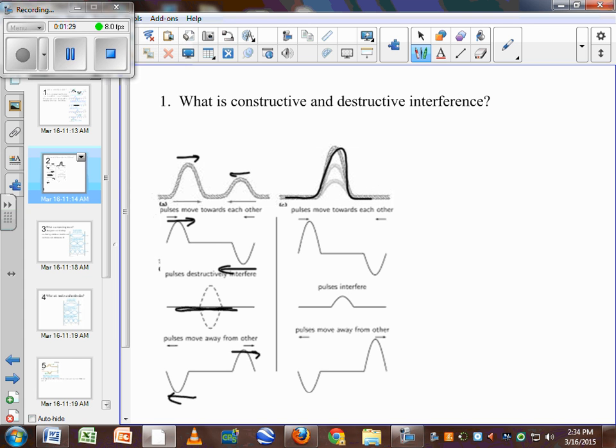Sometimes destructive interference does not make a flat line. If one of the amplitudes is larger and one of the amplitudes is smaller, when they superimpose on top of each other, you still have a smaller amplitude, though. That's still called destructive interference.